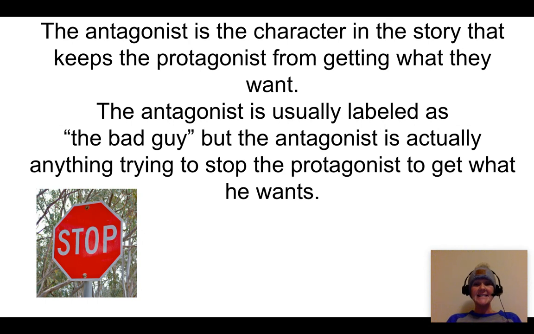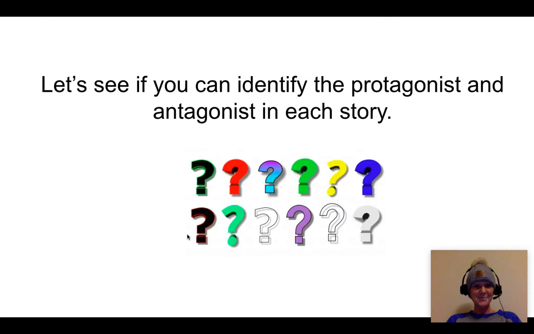The antagonist is the character in the story that keeps the protagonist from getting what they want. The antagonist is usually labeled as the bad guy. The antagonist is actually anything trying to stop the protagonist from getting what he wants. So the antagonist doesn't have to be a bad guy. Now, in Jack and the Beanstalk, the antagonist, the giant, was trying to kill Jack. So I would say he was probably more on the bad guy side. But remember, Jack was also trying to steal things from him.